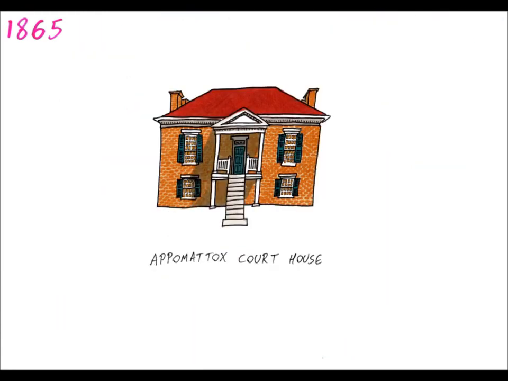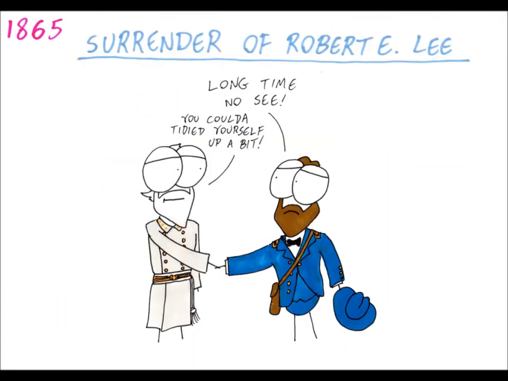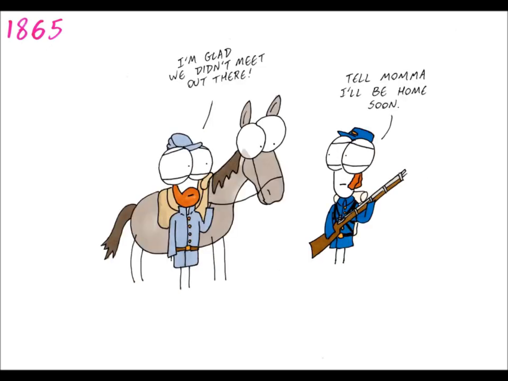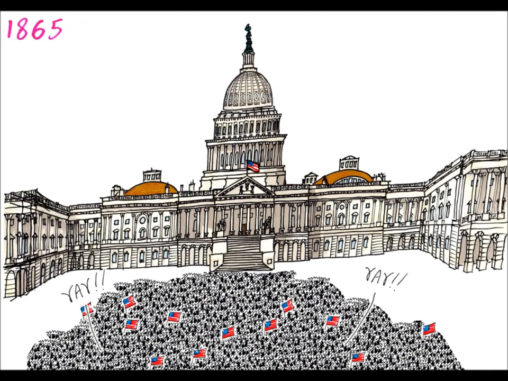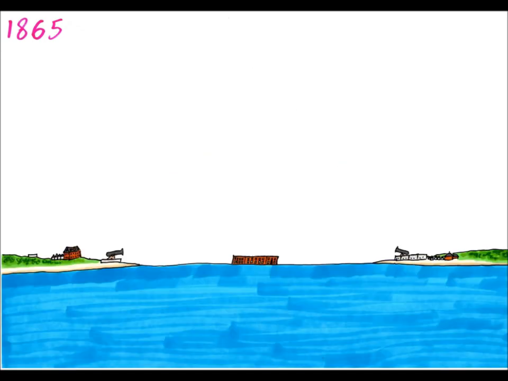Outnumbered and outgunned, General Lee surrendered at Appomattox Courthouse on April 9, 1865. Grant would not arrest the Confederate army, and they could keep their sidearms and horses. News of the surrender spread, and celebrations erupted in Washington. On April 14th, the Stars and Stripes was raised over Fort Sumter, where it all began.